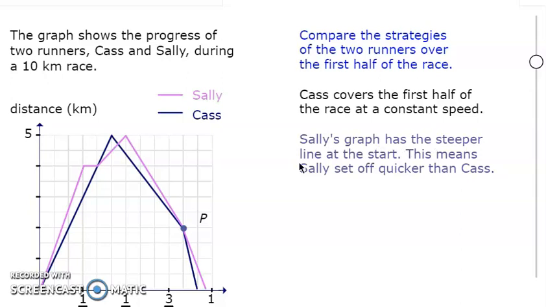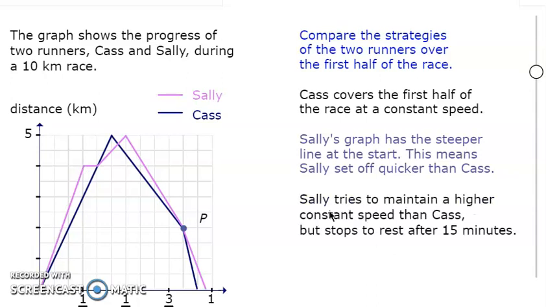Sally's graph has a steeper line. This is Sally's graph, it is steeper. This means Sally sets off quicker than Cass. So this is at a faster speed. If the line is steeper, then it shows that the speed is faster.